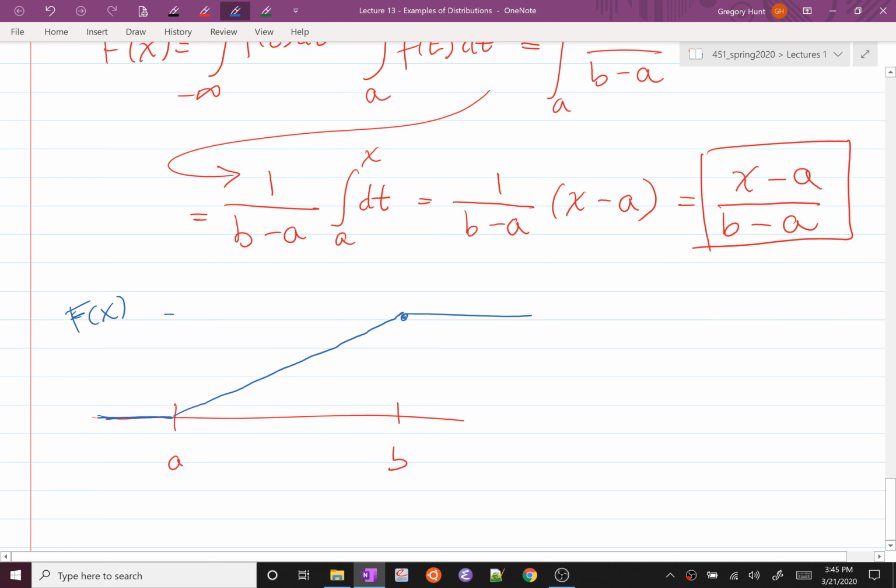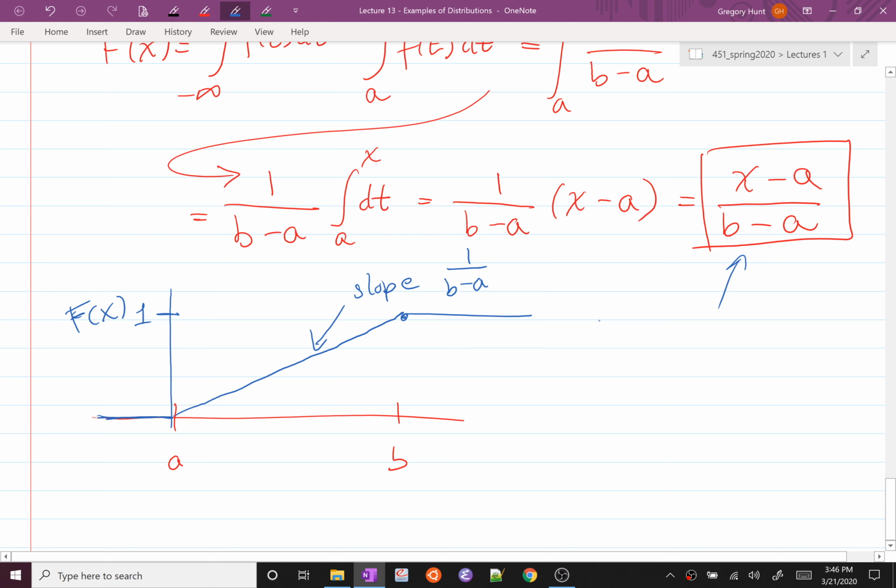So this is the value 1 on my y-axis, and the slope of this thing is equal to 1 over b minus a. That just comes from looking at this formula, right? Its slope is 1 over b minus a, times x minus a, and the intercept is that value. Cool. So that's the CDF.